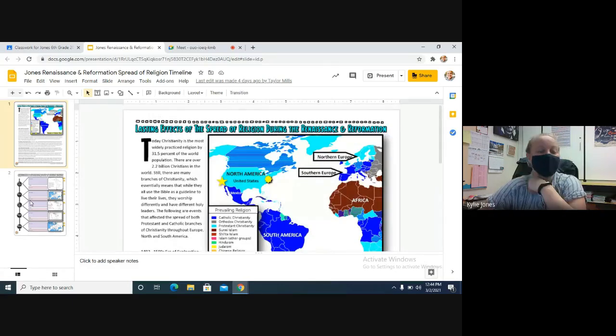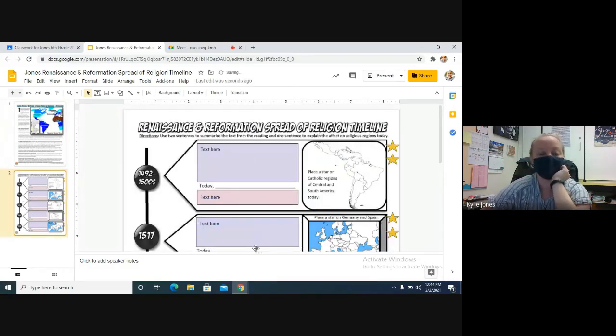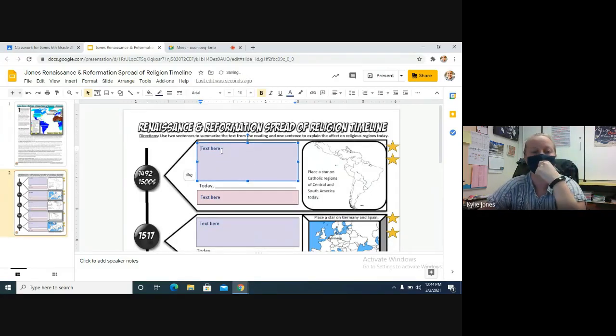On slide number 2, you're basically talking about, so we'll write this down. In the first box, you need to use 2 sentences to summarize the text from one reading, or from that section, and then 1 sentence to explain what it's like now. And then you place a star on the Catholic regions of Central and South America. So instead of text here, I'm going to write what you need to write or talk about. So 2 sentences to summarize this section.